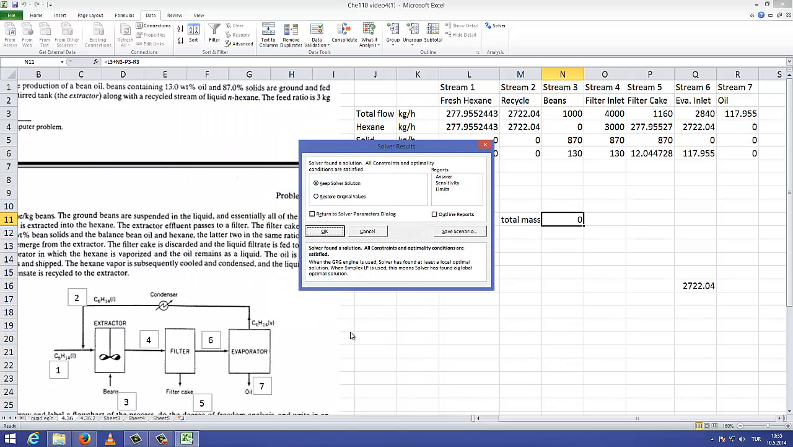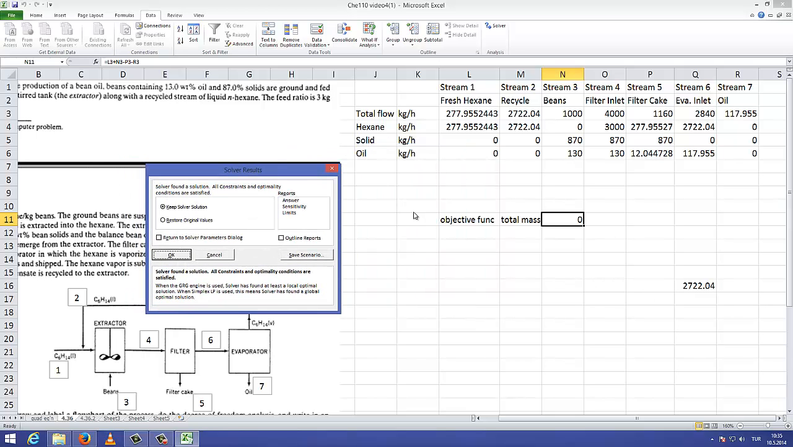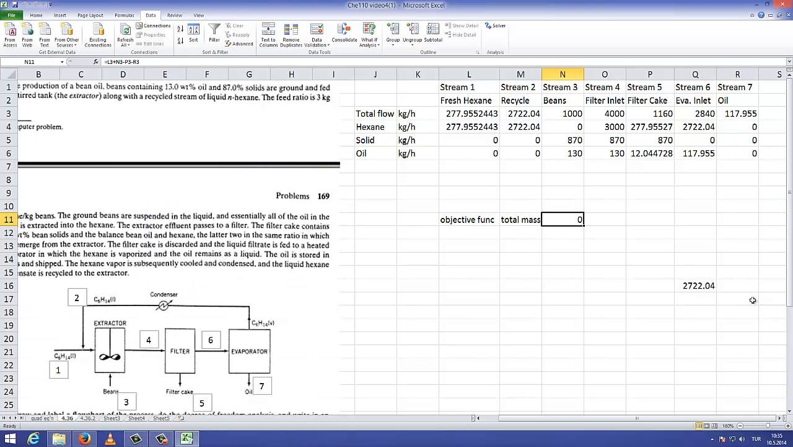Let's solve the equation. Solver found a solution. All constraints and optimality conditions are satisfied. This is great. I know this answer is correct because we have checked this before. This is the number we have written by taking the difference between this. And we all know this oil is correct because it's simply again the difference, this inlet minus the removed. So this is correct.